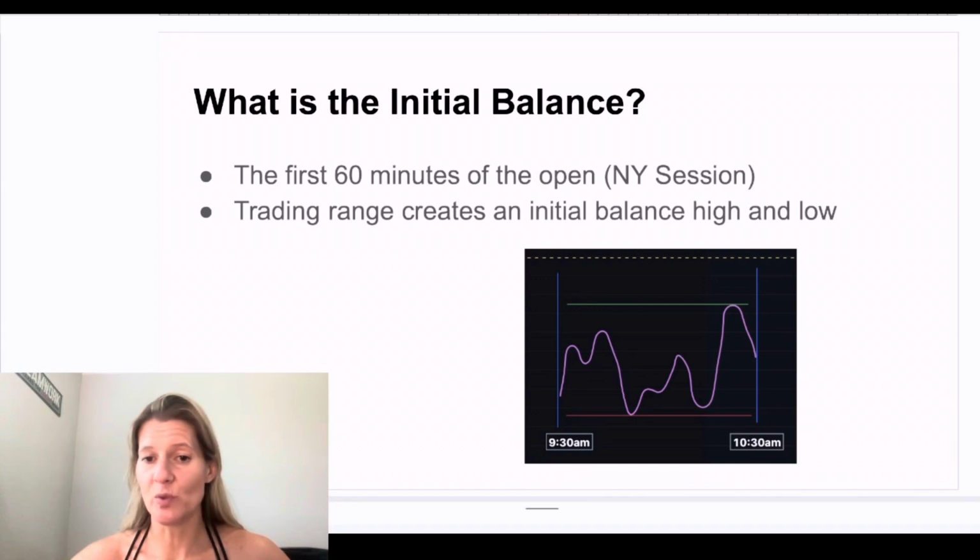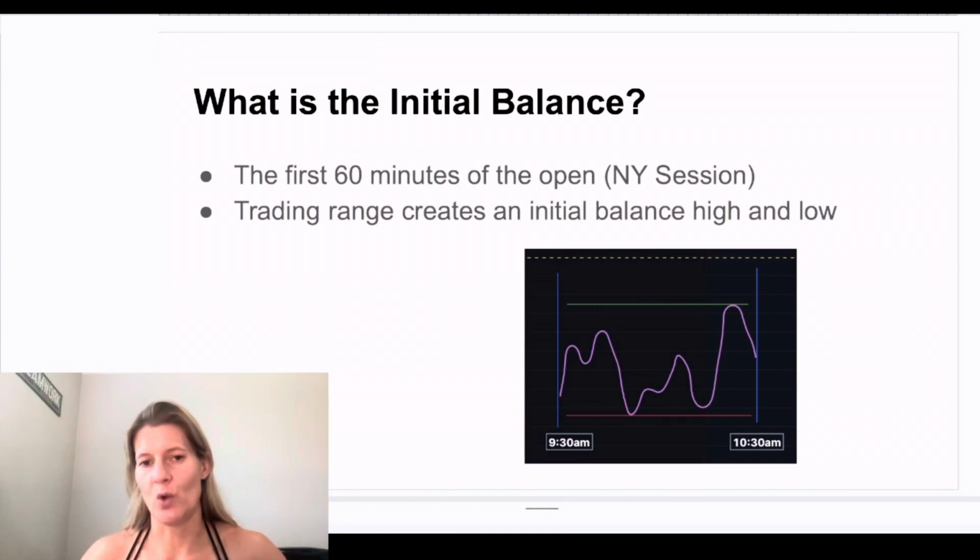Here, this blue line is the 9:30 point. The other blue line is the 10:30 point. There's your price action. The green line is the high of the range that was traded within the first hour, and then you have your low of the range that was traded within the first hour. So that is what the initial balance is.